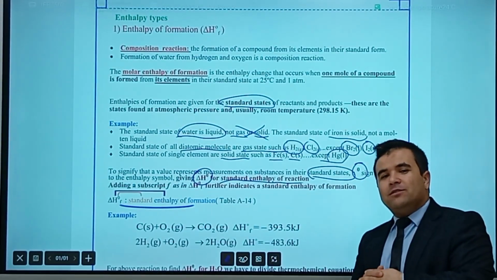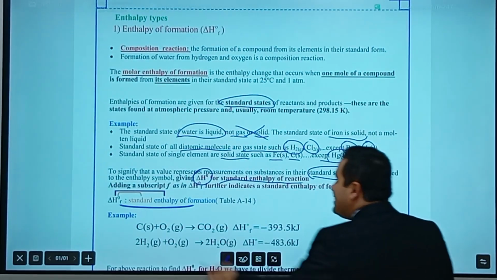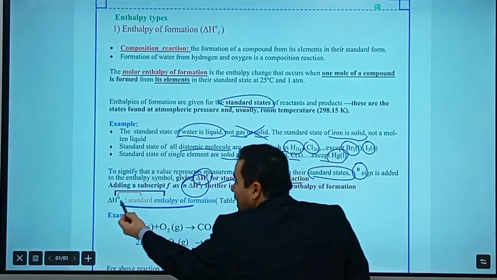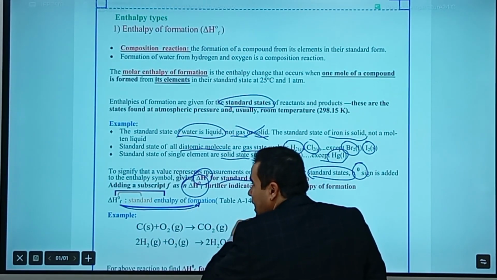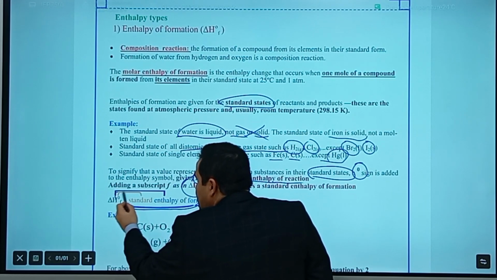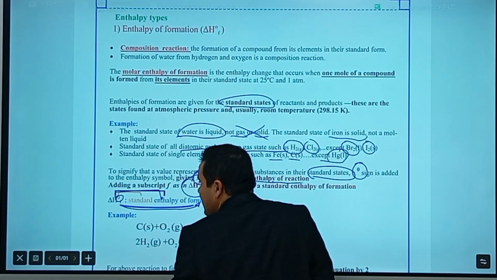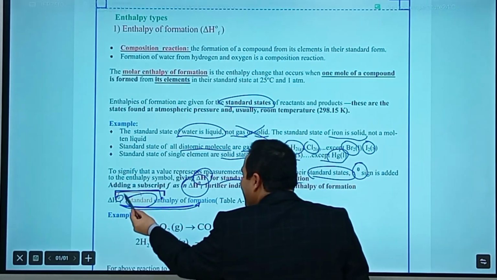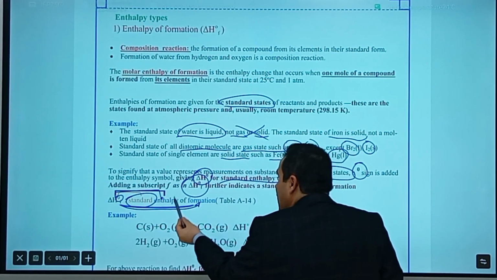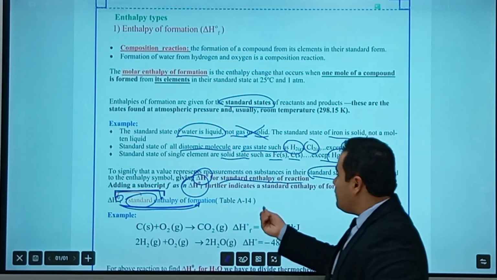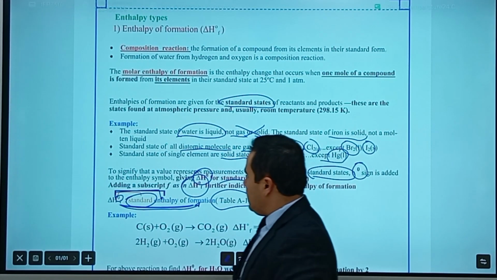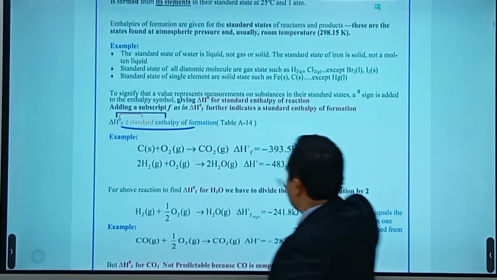How do we write the standard enthalpy of formation? Delta H_f represents what? F represents the formation, the H represents the enthalpy, and this sign represents the standard. So delta H_f with this sign represents the standard enthalpy of formation. And we can find the standard enthalpy of formation in table A14. We have a table for the standard enthalpy of formation.